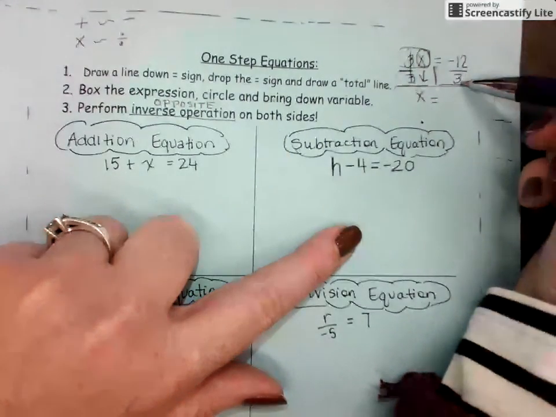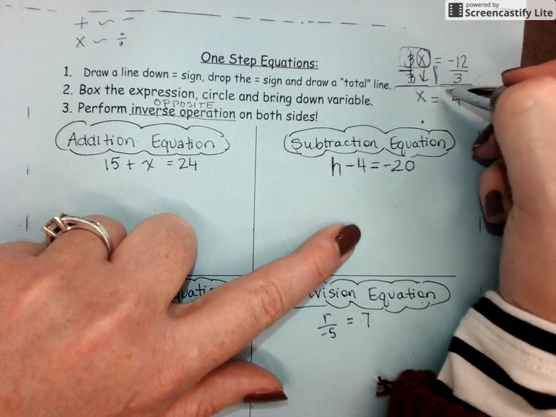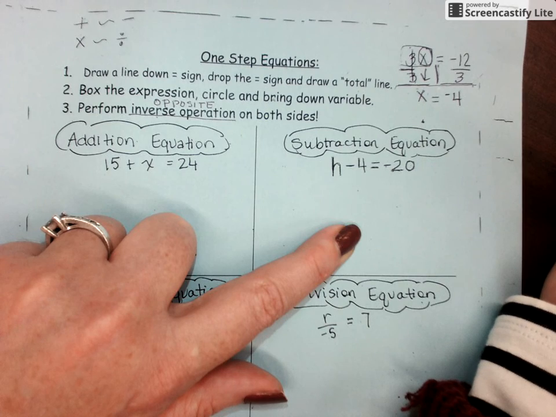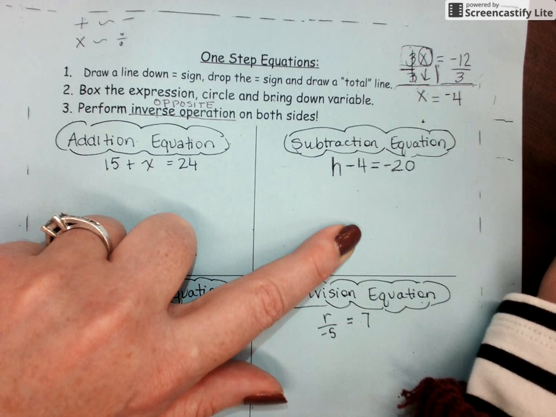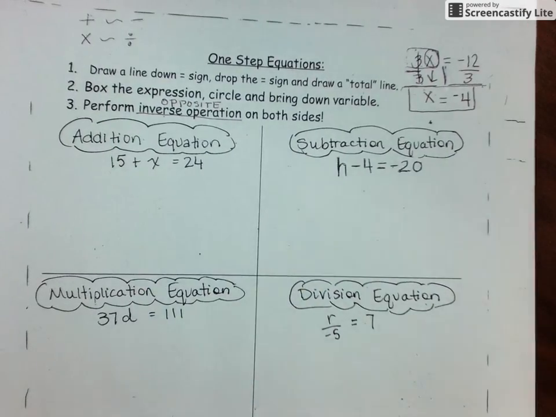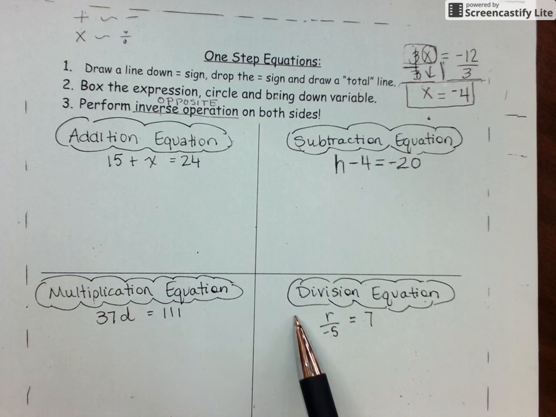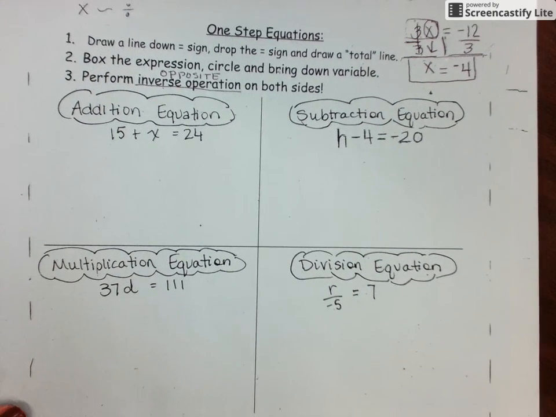And 12 divided by 3 is 4. And a negative divided by a positive is a negative. So my answer is X equals -4. I like to box in my answers. So let's do one problem each of an add, subtract, a multiply, and divide, and see how we do.